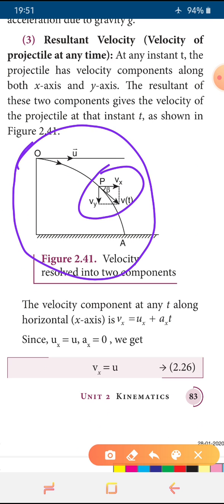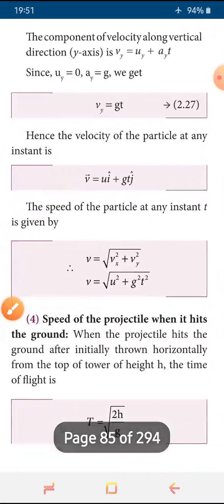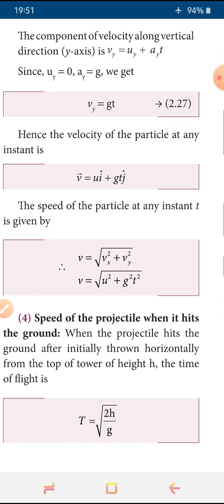Okay, then we can write the formula vx is equal to ux plus ax t, and ux along the horizontal will be taken as the horizontal velocity, that is taken as u. Then for acceleration, there is no acceleration in the horizontal, so ax will be taken as 0. Then after substituting, we get the equation vx is equal to what? u. So what we are getting? Vx equal to u.